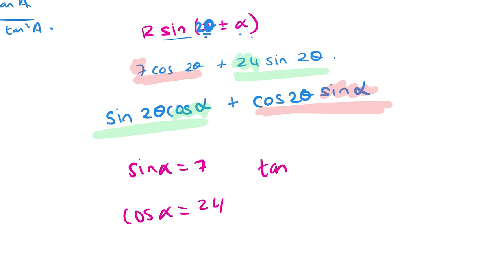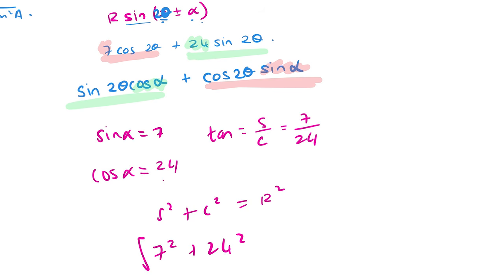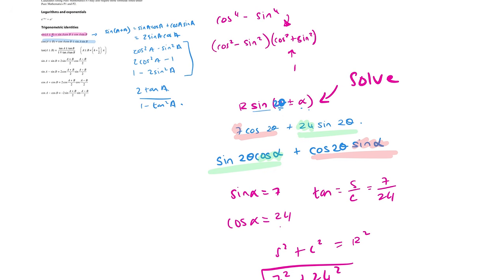How do I find the angle? I do tan. What's tan? Sine over cos. What's sine? 7. Cos, 24. Inverse it. Then you get the angle. How do you find your R? This is using sine squared plus cos squared equals R squared. So what is sine squared? 7 squared plus 24 squared, square root it. It's like Pythagoras. Really simple. These ones are so easy. Then once you've done that, you can solve it. Remember, you're manipulating to get it into this, and then you can solve. You have everything you need up here.